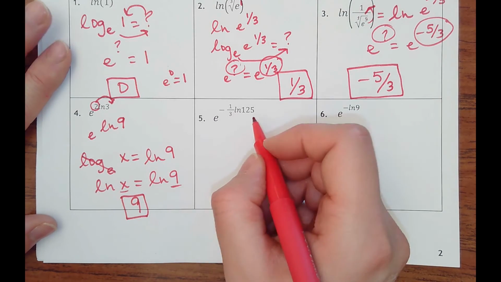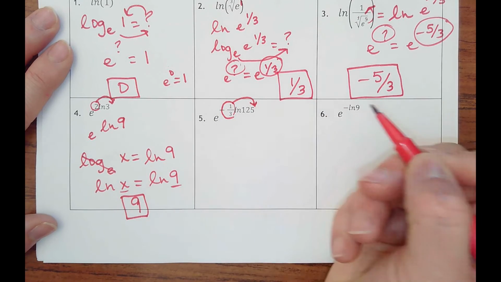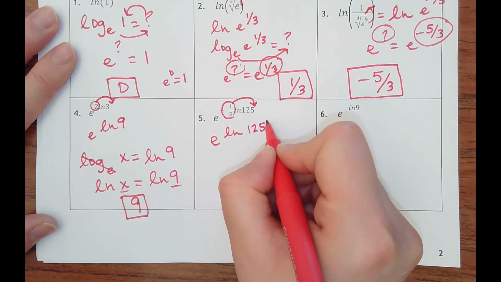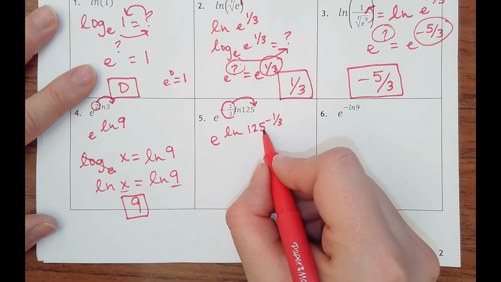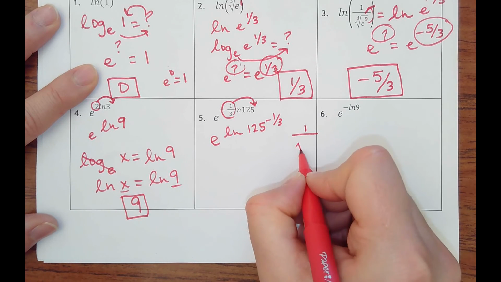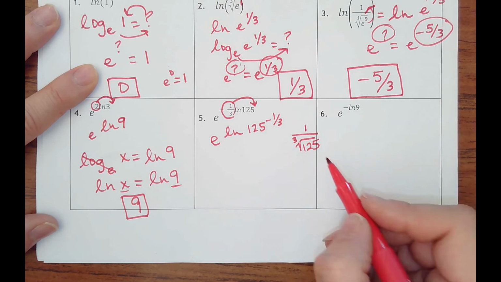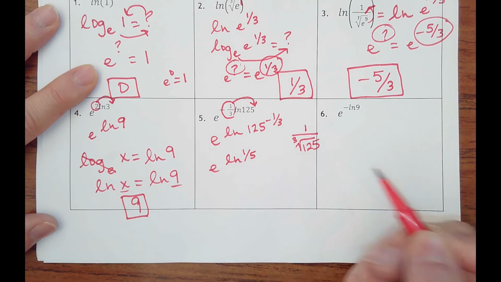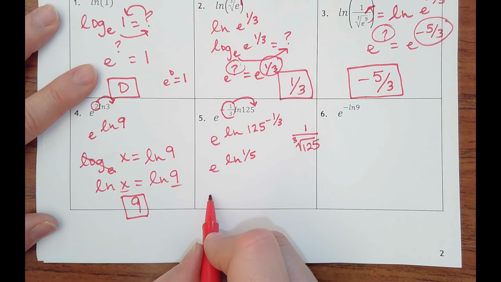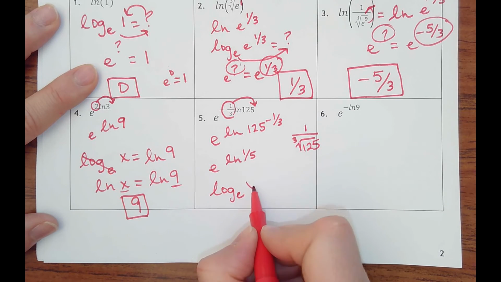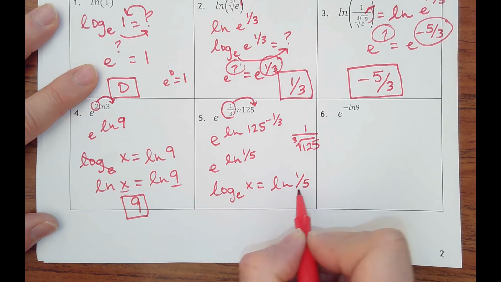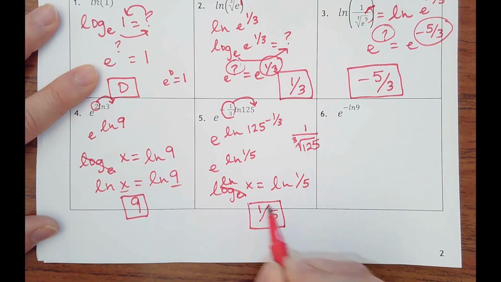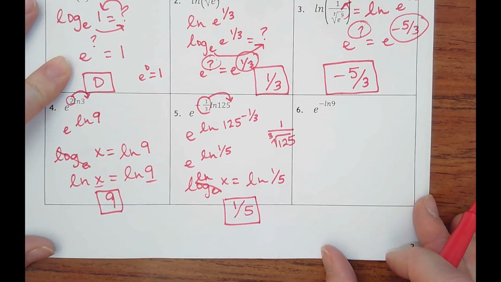Okay, let's try number 5. Again, we've got multiplication times a log, so let's go ahead and make it a power. So this is e to the natural log of 125 to the negative 1/3 power. And that really means that we're cube rooting, but it's going to be in the denominator. And yes, you could do that on your calculator, but cube root of 125 is 5, so this is a 5th. Okay, and so if I change it into a log, I'm saying a log with a base of e of what is natural log of 1/5. Well, this really is natural log, so what does x need to equal? 1/5. So really e to a power, natural log power, they cancel each other out.